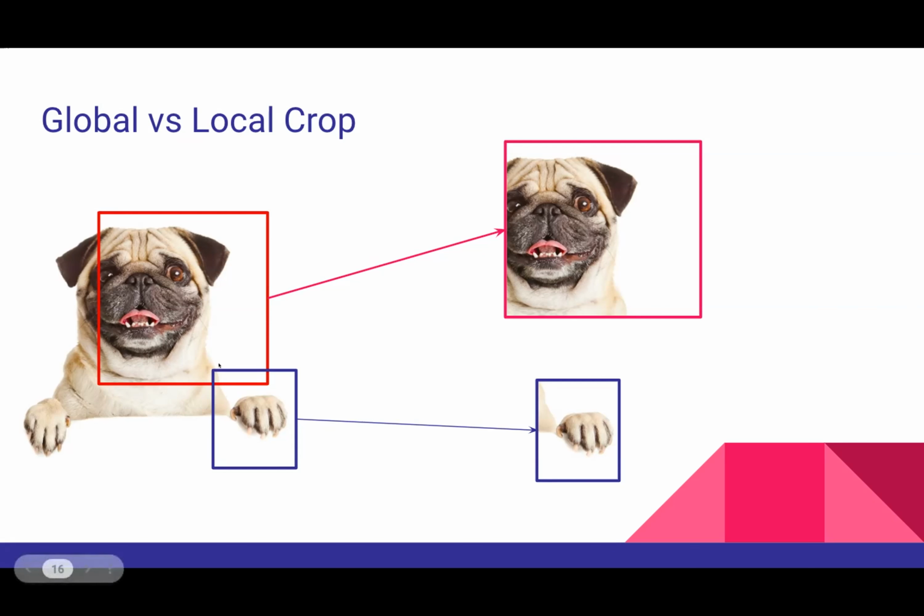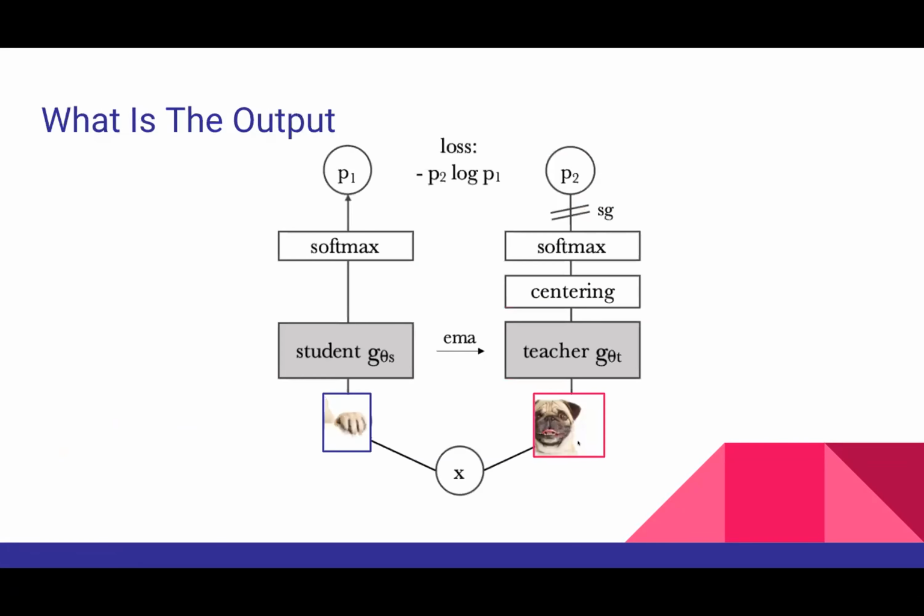In contrast, the student might get a local crop, something like this blue image, which you can see is less than 50% of the image. So as we pass these two separate crops into the student and teacher, the student, given much more local context, is forced to make guesses as to what the global context of the original image was. So we're getting some local-to-global correspondence here, which results in much better features being extracted.